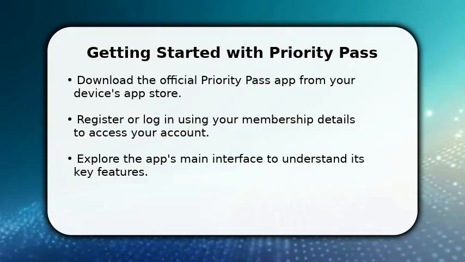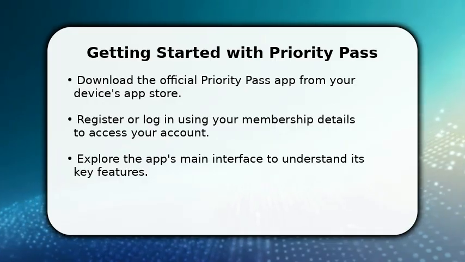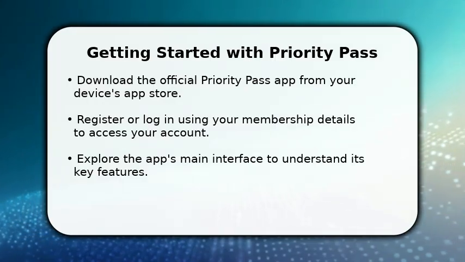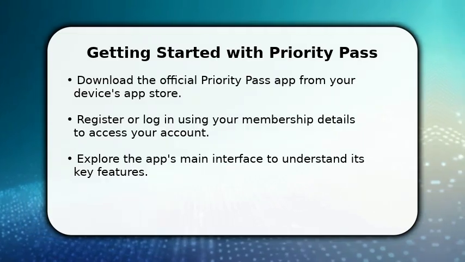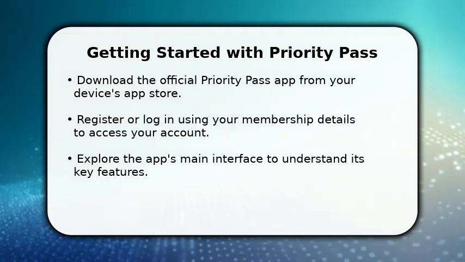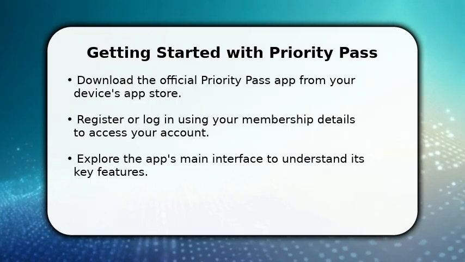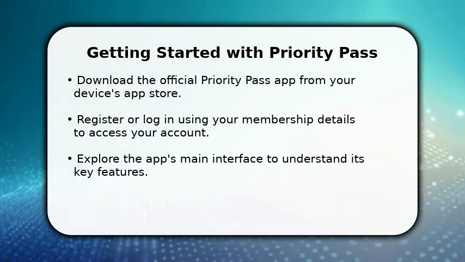In this video, I will explain how to use the Priority Pass app. First, download the official Priority Pass application from your device's app store. Once installed, simply register or log in using your existing membership details to access your personal account.